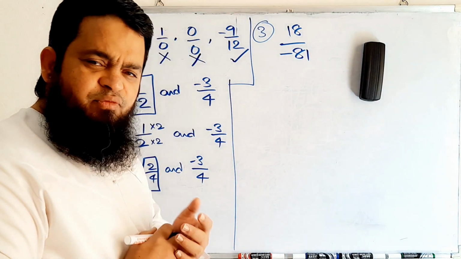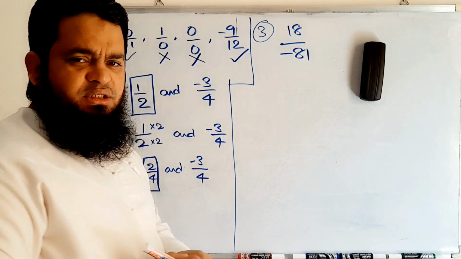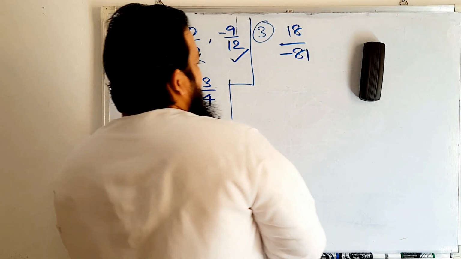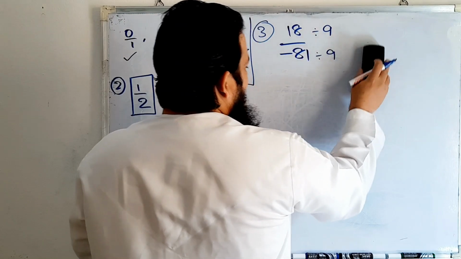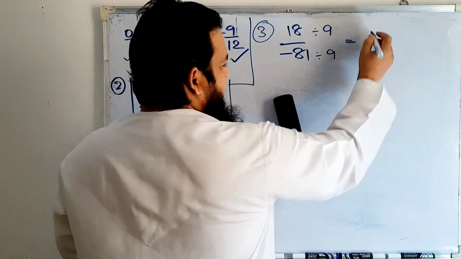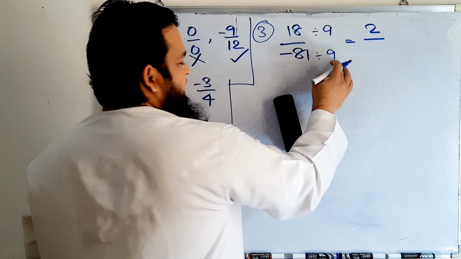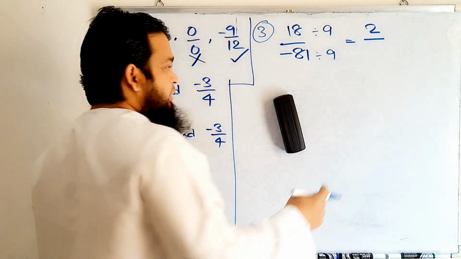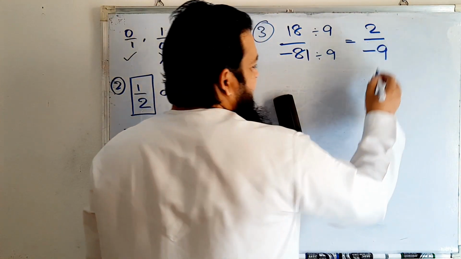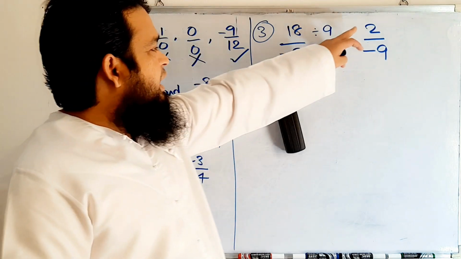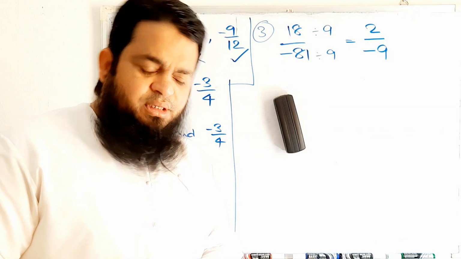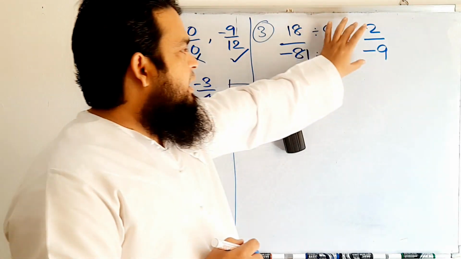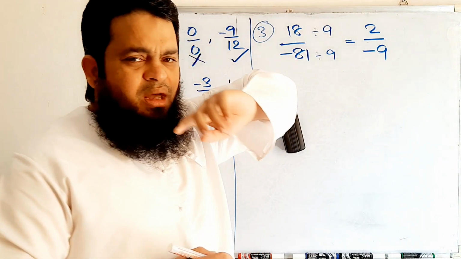Yes, they have common factors. Let us divide by 9. Now 18 divided by 9 is 2. 81 divided by 9, 9 nines are 81, so it is minus 9. Now we have done. Now 2 and 9 do not have any common factor. Right? Yes. So therefore this is in simplest form in one sense.